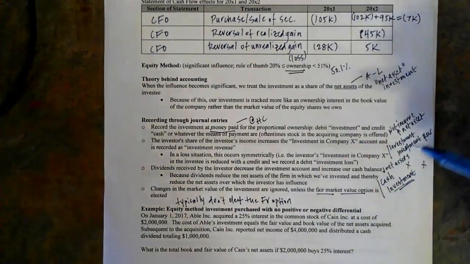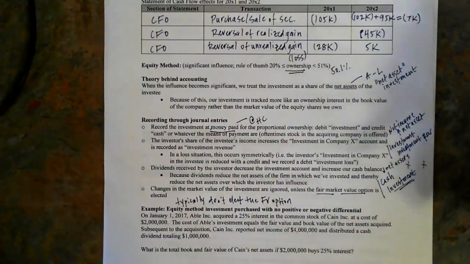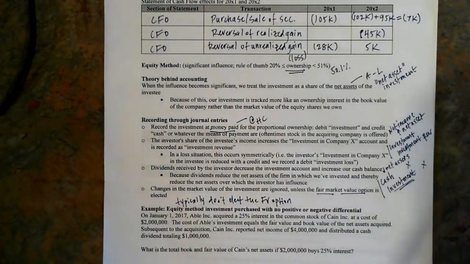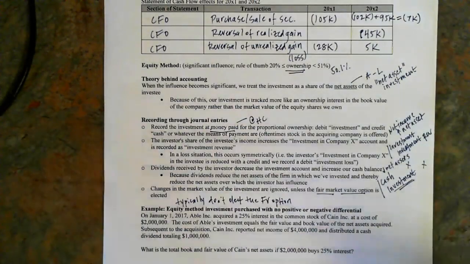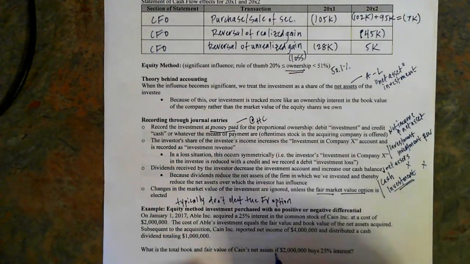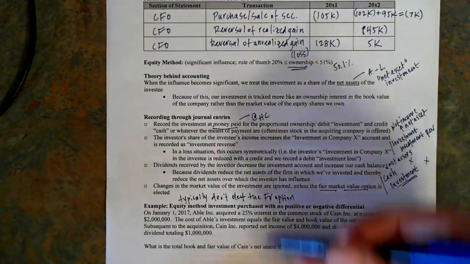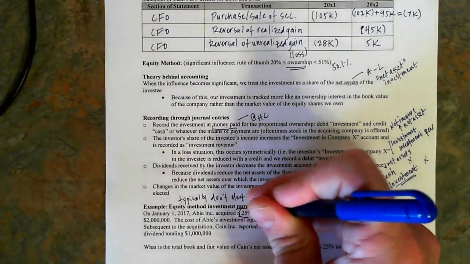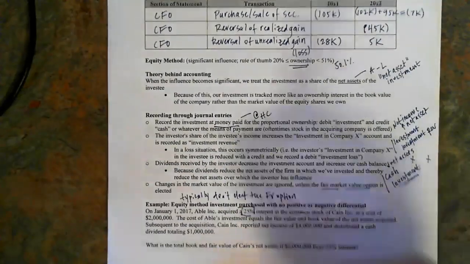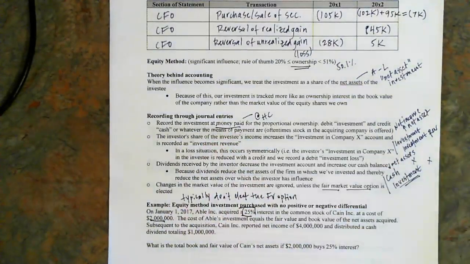So let's look at this example. I'm going to use this example and change it around a little bit. Like I said, we're going to start with the simplest case where Abel acquires 25% interest in the common stock of Cain. So we have a significant investment. They're purchasing a quarter of the company, and they're doing so with $2 million.